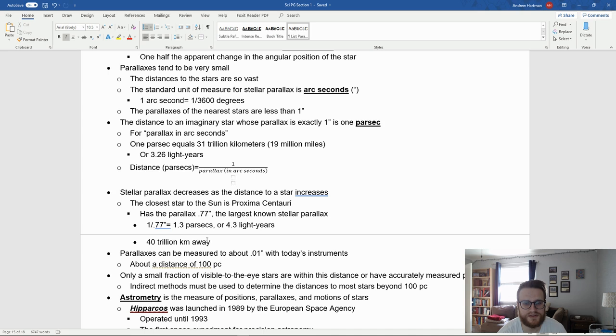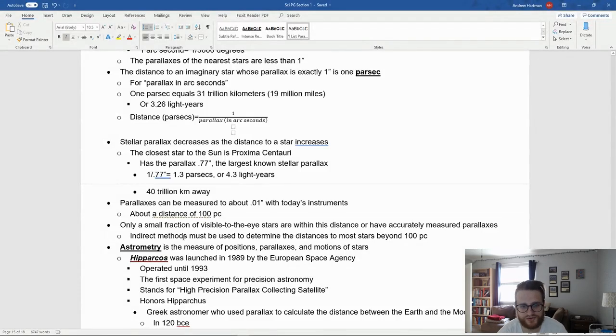The closest star to the sun is Proxima Centauri, which has a parallax of 0.77 arc seconds. The largest known stellar parallax, which again makes sense because it is the closest star. And so 1 over 0.77 arc seconds is 1.3 parsecs, or 4.3 light years, or 40 trillion kilometers away. And they did not give you the miles on this one, which is nice, but you still might need to know that anyways. Who knows?